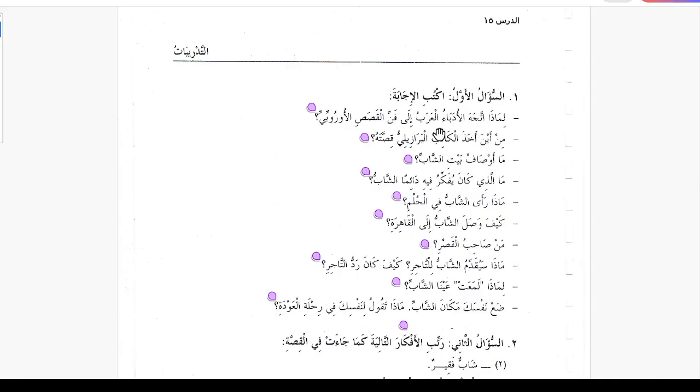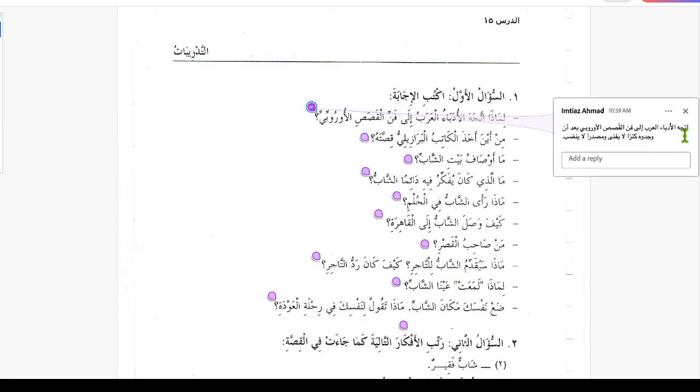Limaza ittajaha al-udba'u al-arabu ila fannil qasasil arubiyyi. Why did the Arab writers turn to the art of European storytelling? So this is from the main lesson. Ittajahal udba'ul arabu ila fannil qasasil arubiyyi ba'da an wajaduhu kanzan la yafna wa masdaran la yunzabu. After they found that treasure that is limitless, a never-ending treasure, an inexhaustible source, they turned to this art of European storytelling.